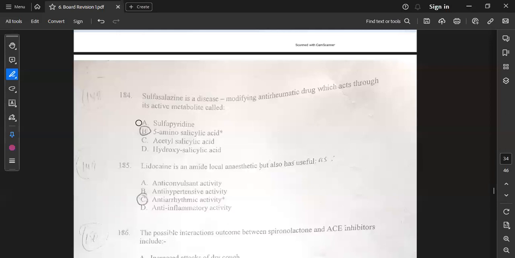Lidocaine is an amide local anesthetic, but also useful as an antiarrhythmic. It's classified in which class of antiarrhythmics? Sodium channel. Yes, class 1.